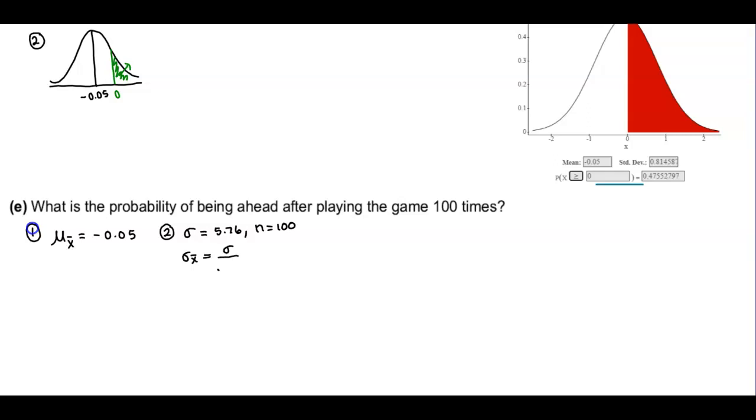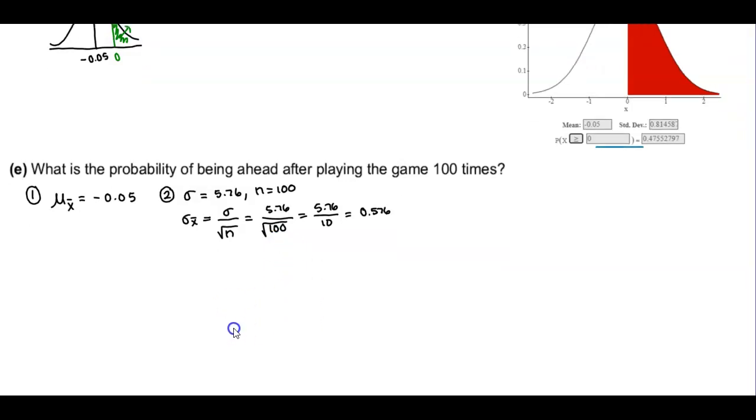In order to find the standard deviation of the sample means, it's the standard deviation over the square root of the sample size. So we have 5.76 divided by the square root of 100, which becomes 5.76 divided by 10, which gives us 0.576.